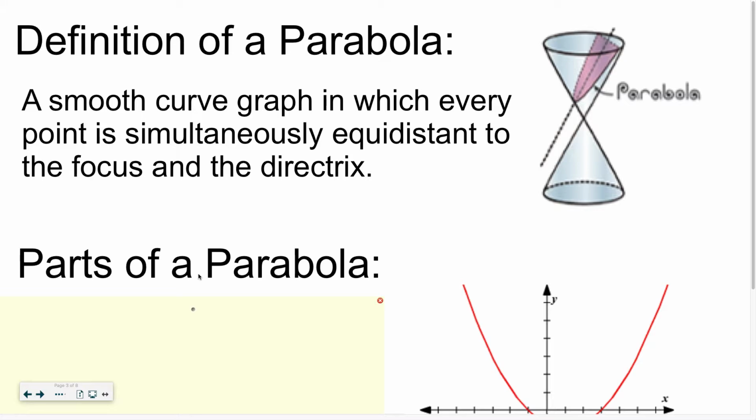Write this definition down. It has words in it that we don't yet know, but we're going to talk about them. And this is the definition that makes a parabola really useful in the real world.